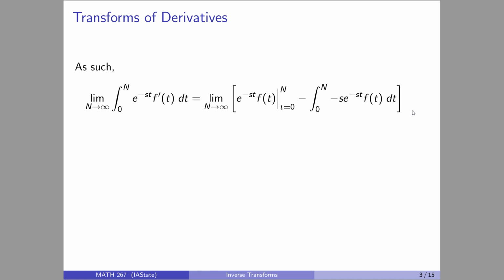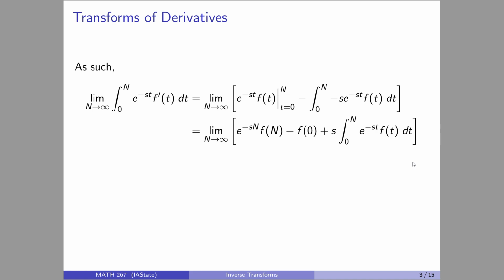If we go ahead and clean all of this up, it's going to look like this. Here I pulled out a negative s, and the minus sign cancels out. Plug in an n, we get our e to the negative sn, f of n, and plug in a 0, we'll just get f of 0, being subtracted off there, evaluating the definite integral. Okay, so we have performed an integration by parts.